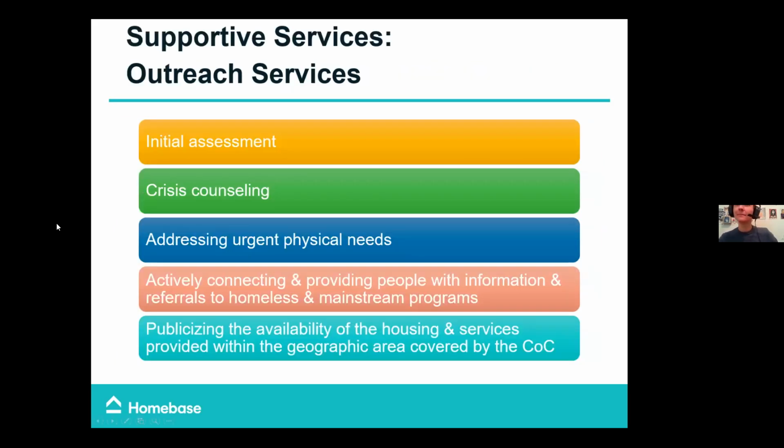Outreach services are costs of engaging folks for immediate support and identifying potentially eligible program participants. Eligible activities and services within the outreach category include things like an initial assessment, addressing any urgent physical needs, such as providing meals, blankets, and toiletries, connecting folks with referrals for other programs, and publicizing available housing and services in the community. Eligible outreach services costs also include the outreach workers' transportation costs and a cell phone.